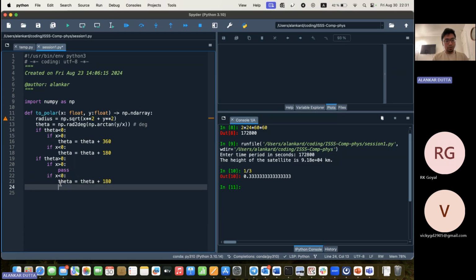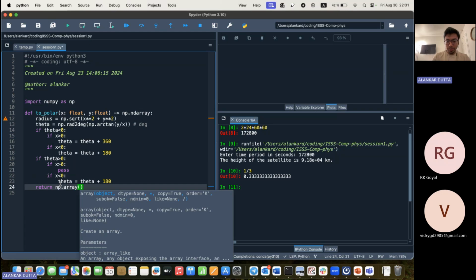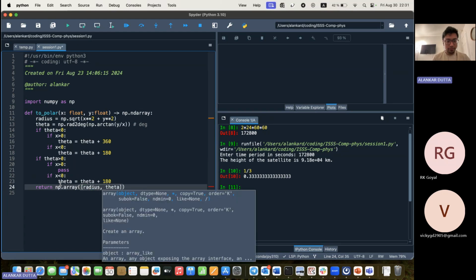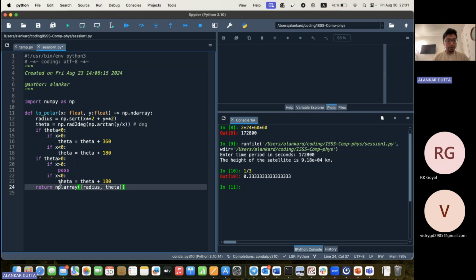So now that theta is properly transformed, what I do is a return, and I do np dot array, because I just want to return a numpy array. The array always comes in square brackets. So I'll just do radius and theta, right? So this is what I would get in return. Now I'll just take the input from the user. So I'll just do an xval, just like before. Sorry, it is a float, and then input.